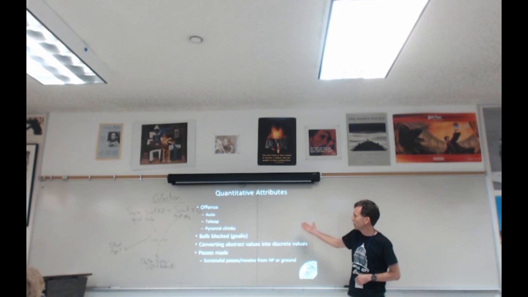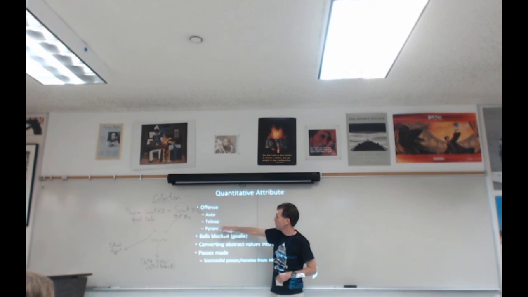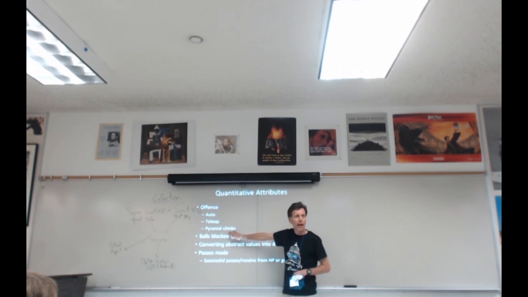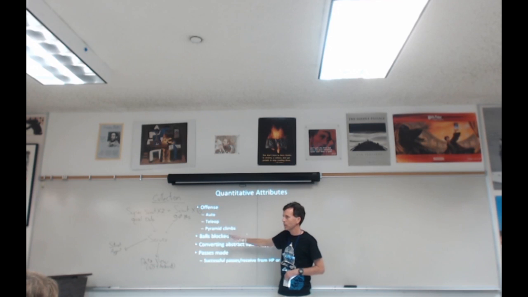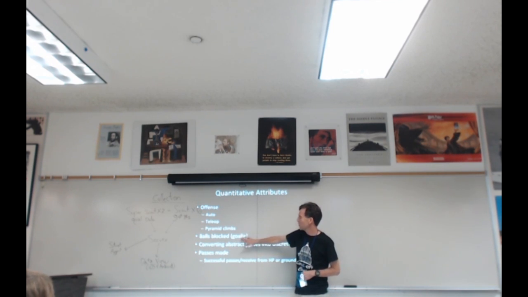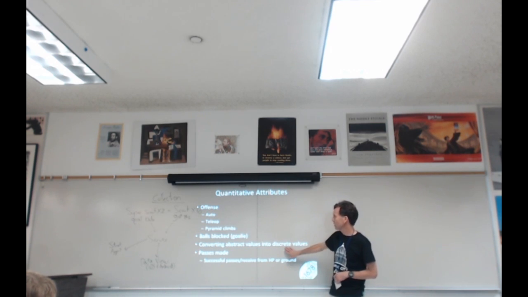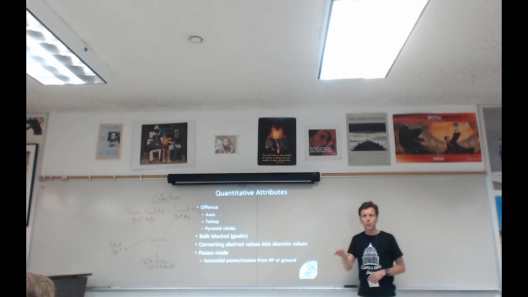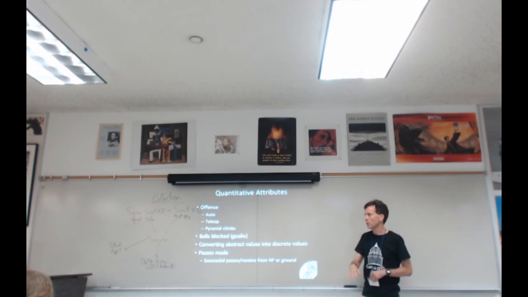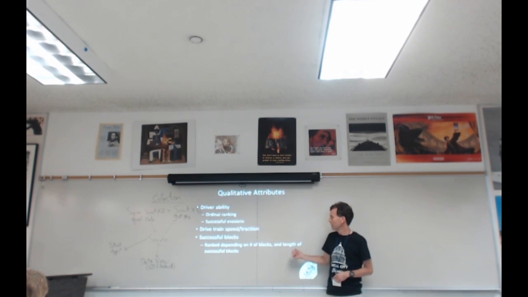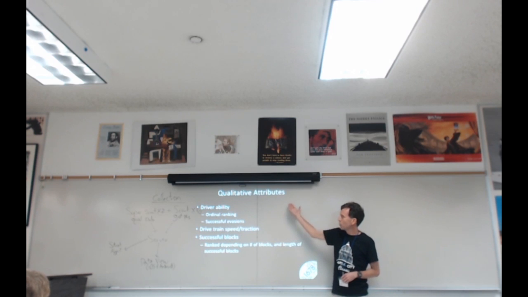In the quantitative attributes, we break out auto score, teleop, and the end game when there is an end game. Could be an interesting end game this year. Yeah, we count things like balls blocked in 2014. We convert, as I talked about, the abstract values into discrete values. So we figured out a way to convert passing and possessions into assists. Next one. So then we do the qualitative scoring.